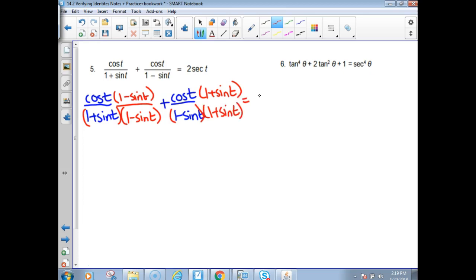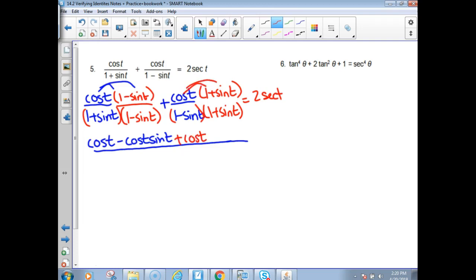And what I'm going to try to get this side to equal is 2 secant t. Okay, I'm going to go ahead and distribute. I got cosine t minus cosine t sine t. Of course, the denominator is going to be the same on both fractions, which I'm going to continue combining my numerators. So that's going to be plus cosine t plus cosine t sine t.